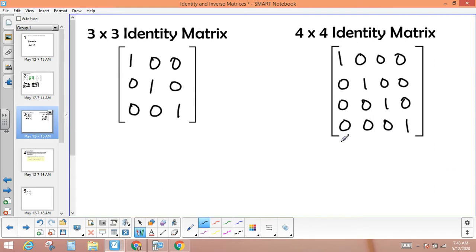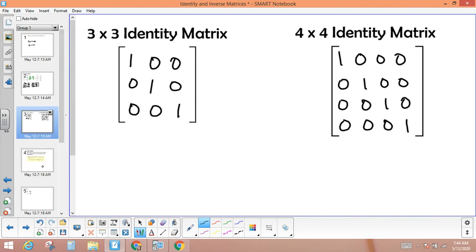I could ask you for the 10 by 10, and it would be the same thing. You would need 10 rows, 10 columns. Make sure you have ones on the diagonal, but everybody else is zeros. An identity matrix is helpful because it is going to give you back what you started with.